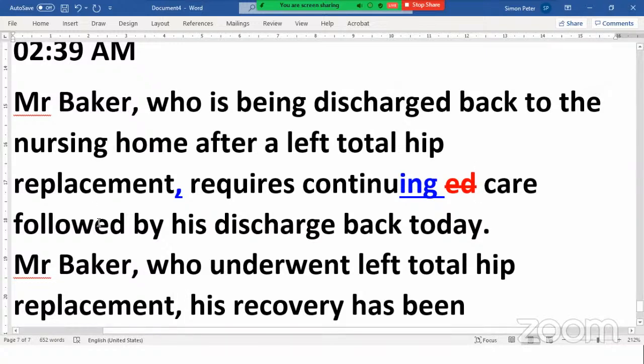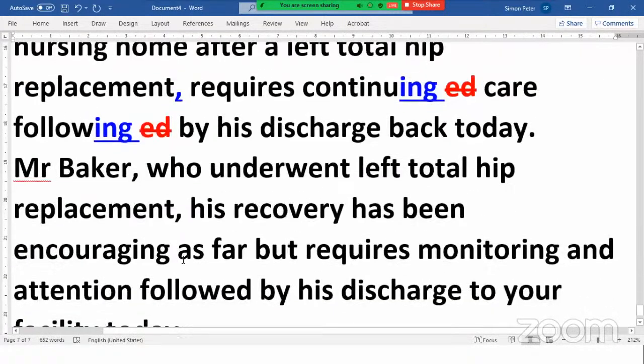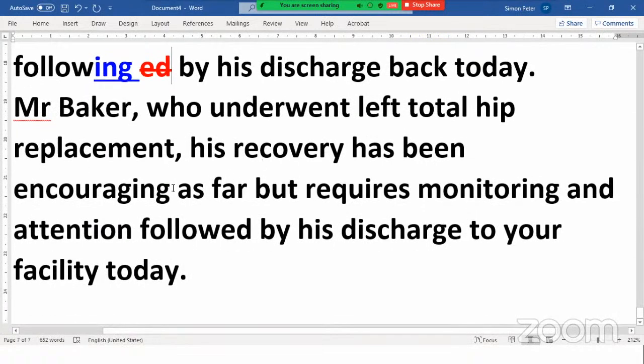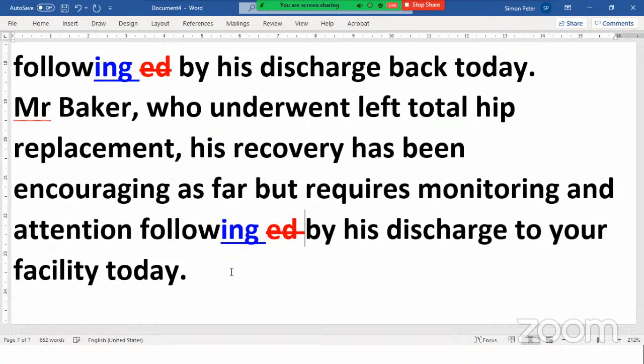When you don't realize a concept, any time you try it, it will be a mistake. Okay, this is another one. Fine, that's it, the same thing. One mistake will be multiple mistakes. Mr. Baker, who underwent left total hip replacement.